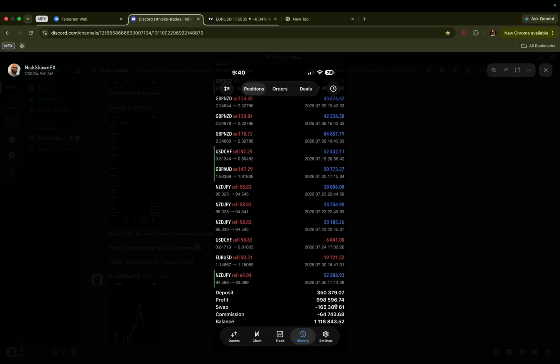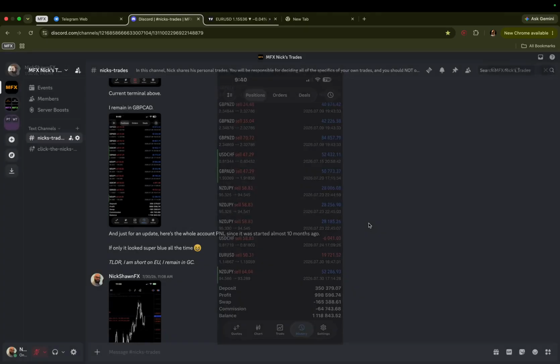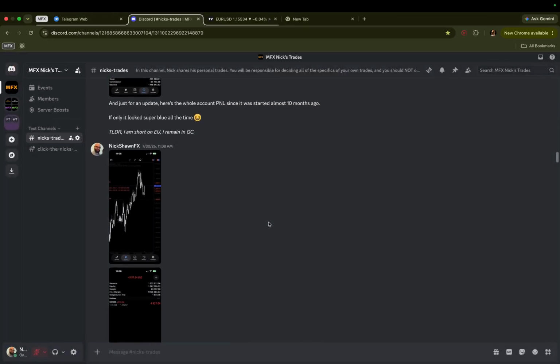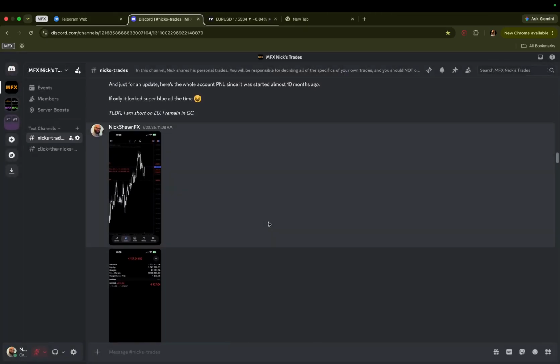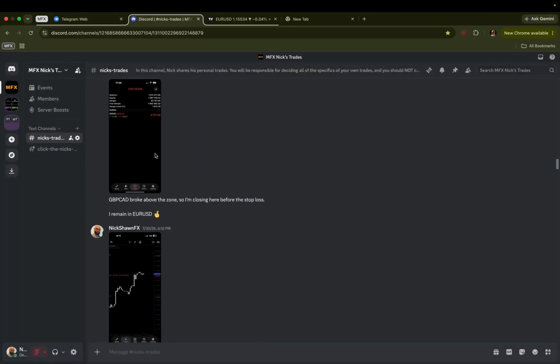This is all my P&L from since I started this account. $350,000 deposit over the course of 10 months. I've grown this account to 1.1 million. That's a little bit less right now with this Euro USD trade and drawdown, but we'll see where it ends after this. So Euro USD, we're going to go down here.